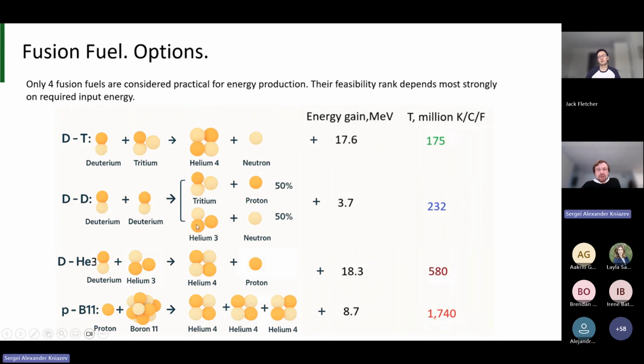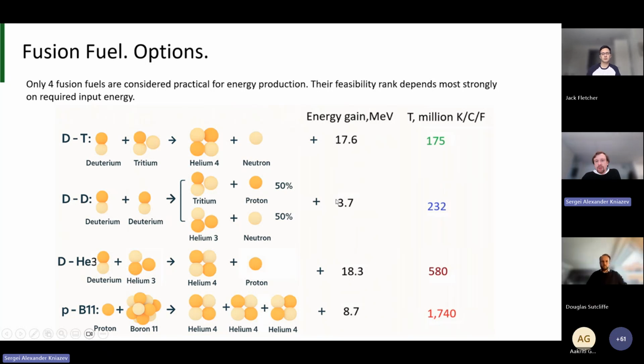The next reaction is never considered, at least at the current moment, as a commercial fusion reaction: deuterium-deuterium. First of all, because of the very small energy gain. The temperature required for this reaction to happen is not so high compared with other reactions, but the energy gain is small. Also, it provides a 50% probability of each outcome. That outcome will be either tritium and proton, or helium-3 and neutron.